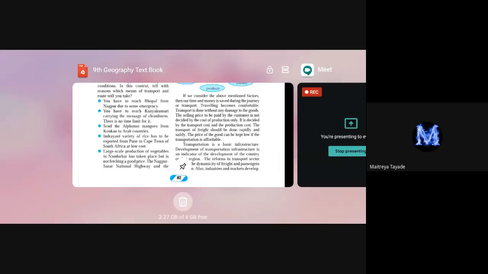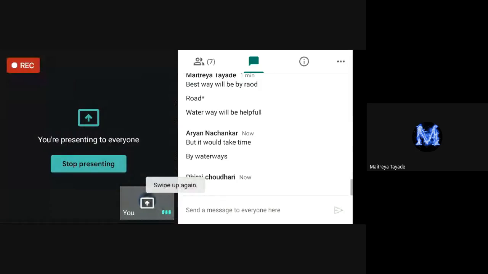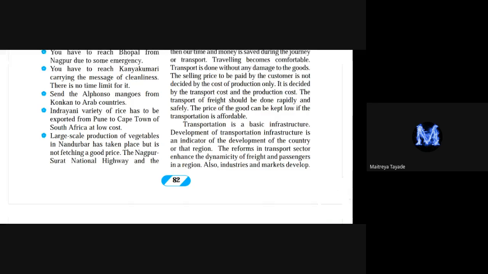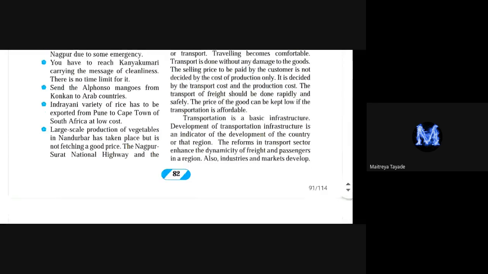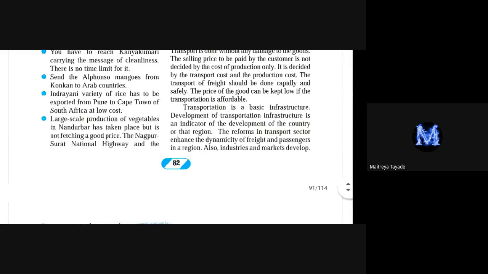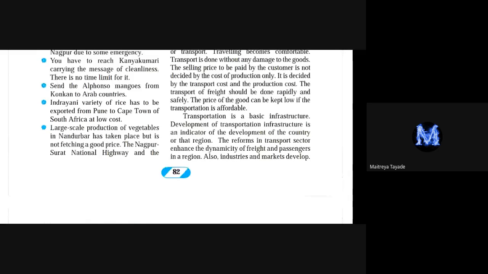Okay, again, there is the next condition. Indrayani variety of rice has to be exported from Pune to Cape Town of South Africa at low cost. Okay, at low cost. Here also we can use waterways.